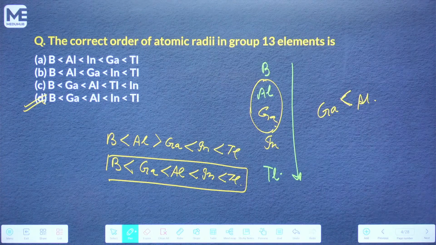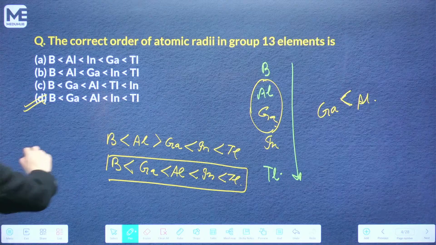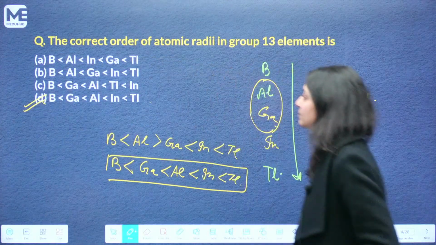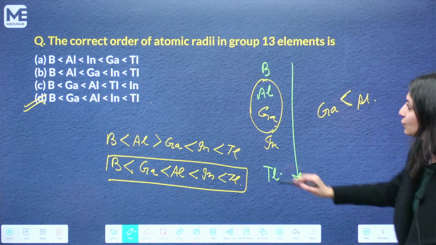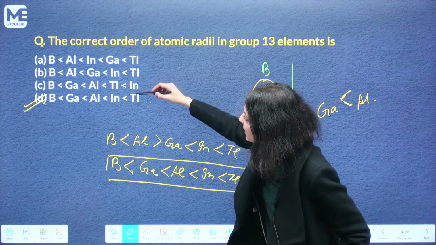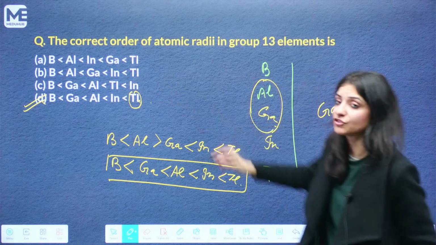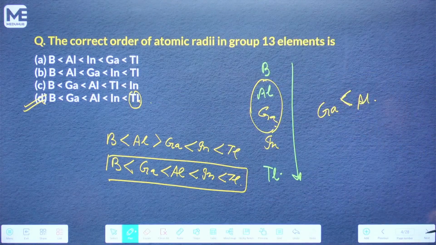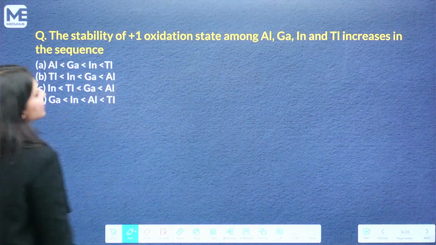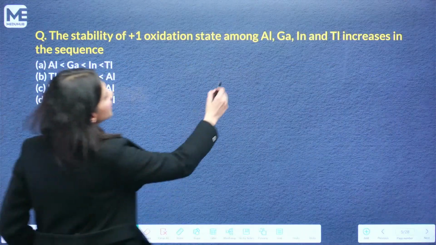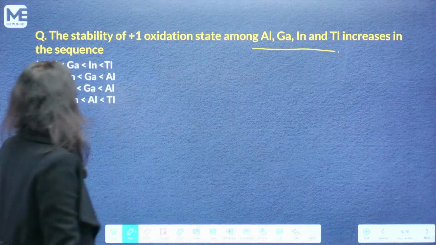Yes, you got it right. It is D, the correct option is D here. All right. So it is not C. That of thallium is the largest. Moving on. The stability of +1 oxidation state among the group 13 elements increases in the sequence.